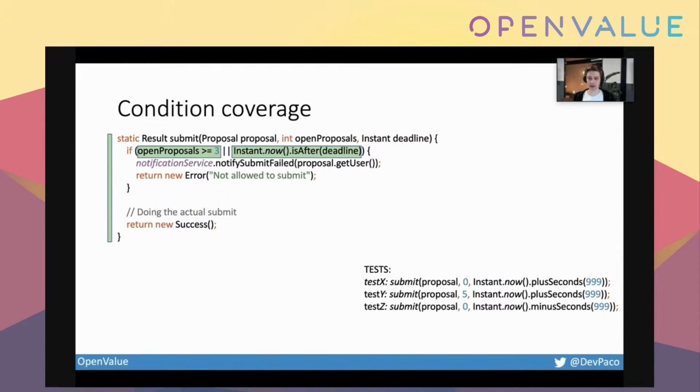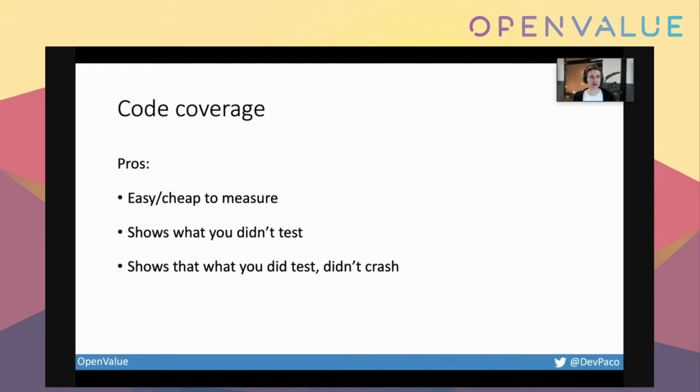It must be great. And that's also one of the advantages. The main advantage of code coverage is that it's really easy to use. It's cheap in terms of performance. You just run your tests, and at the end you can have a report that contains all your logic. It will show you what you didn't test, which is already really helpful, and also that all the tests you executed at least didn't crash.